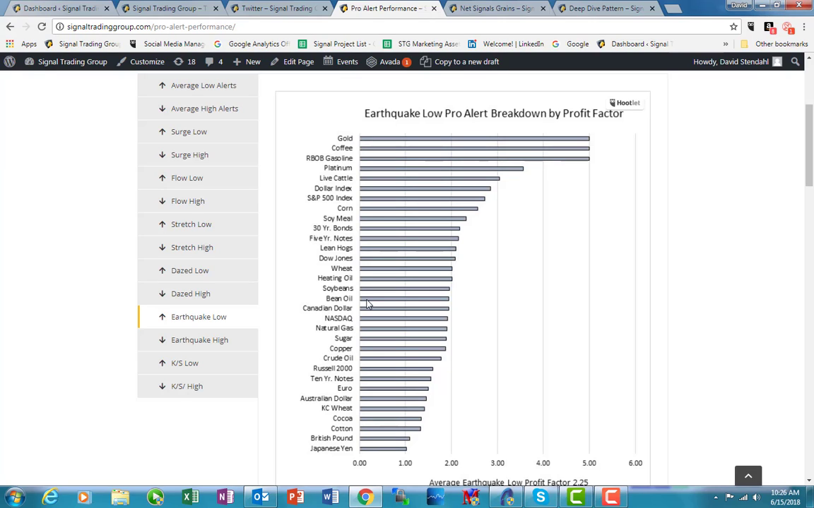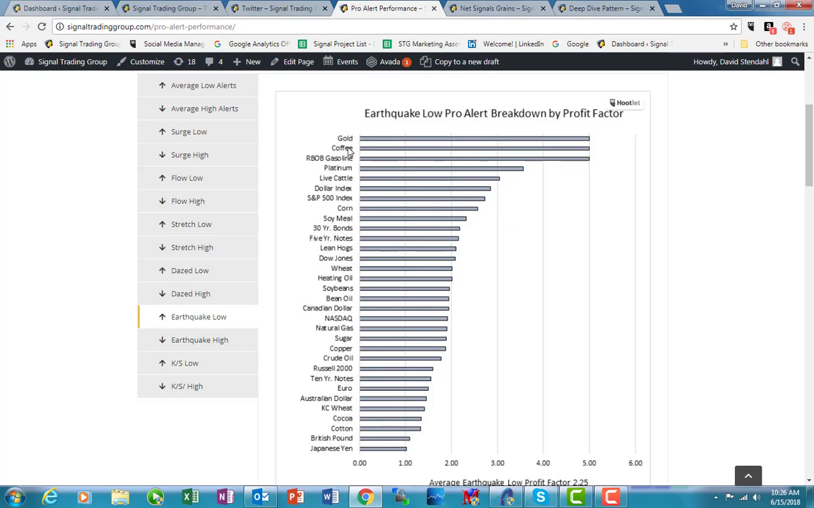If it's above 1, by the ratio, you're making money. If it's below 1, you're losing money. If it's above 1, depending upon how far above 1 you get, the better the performance is for that particular system, or that particular alert in this case. In certain instances, the numbers can get extraordinarily high.